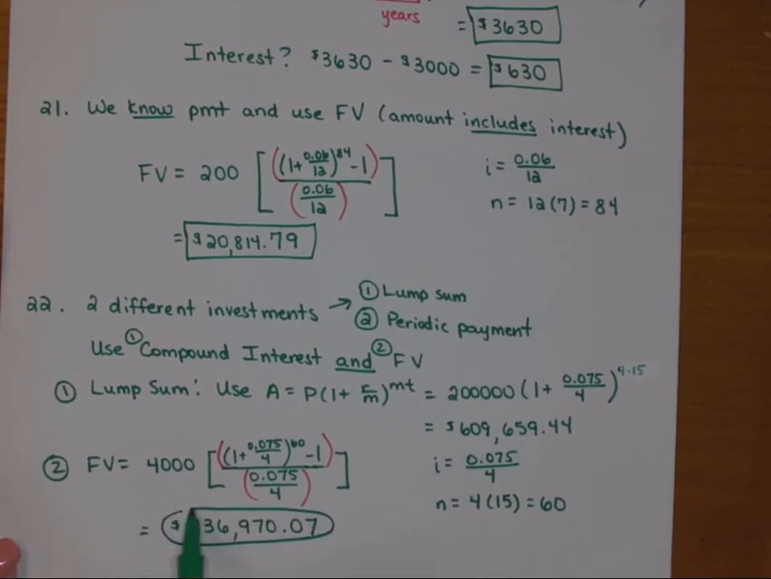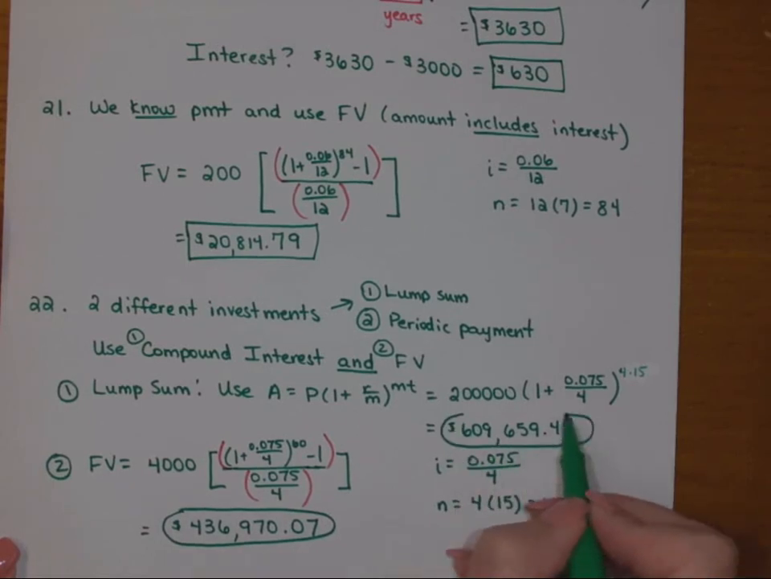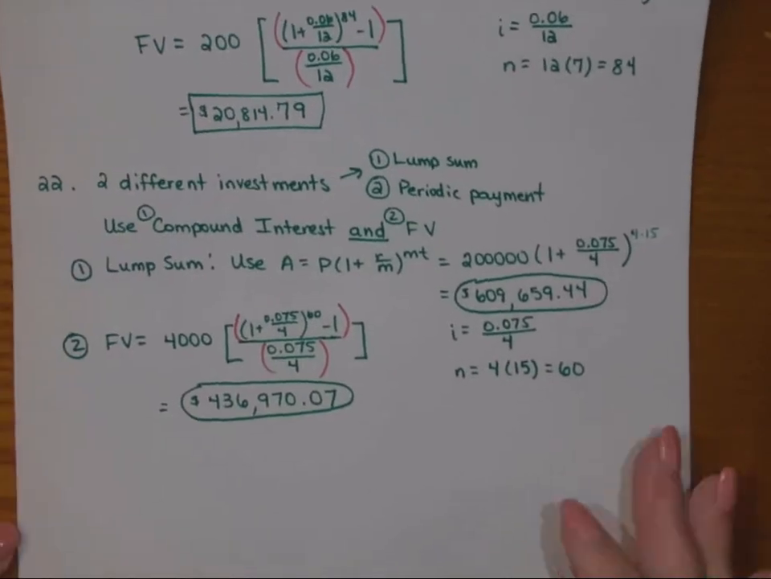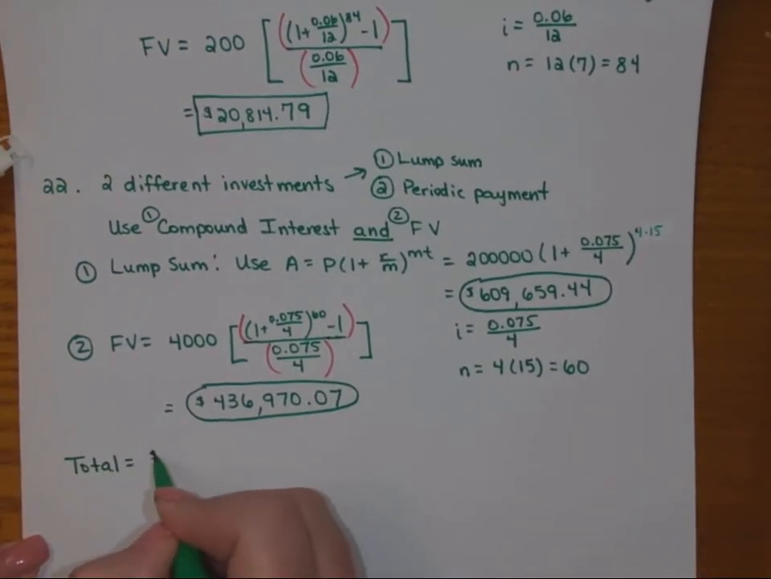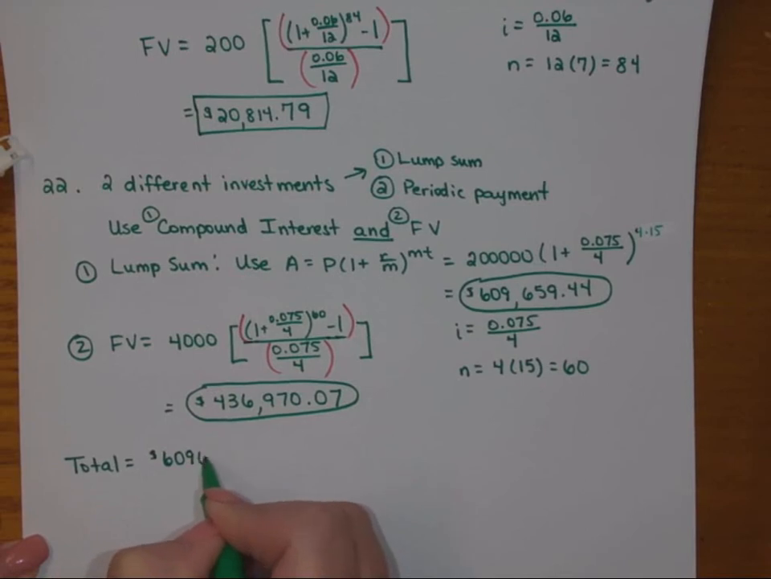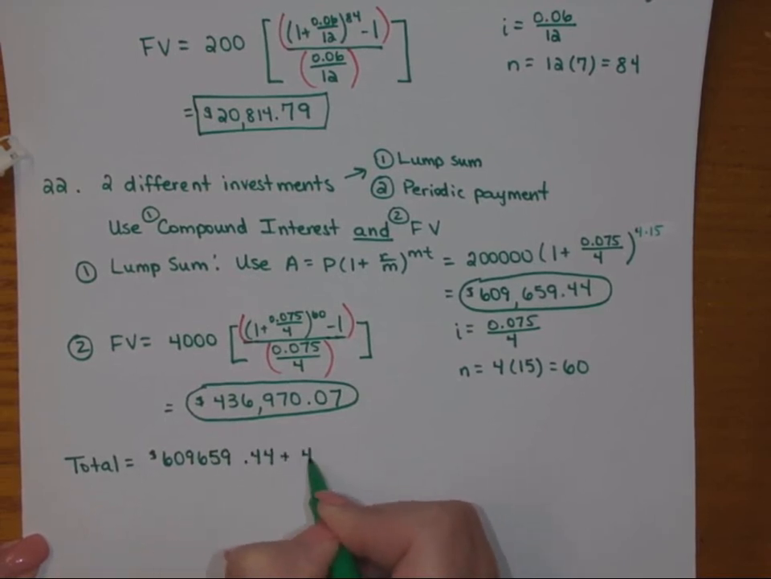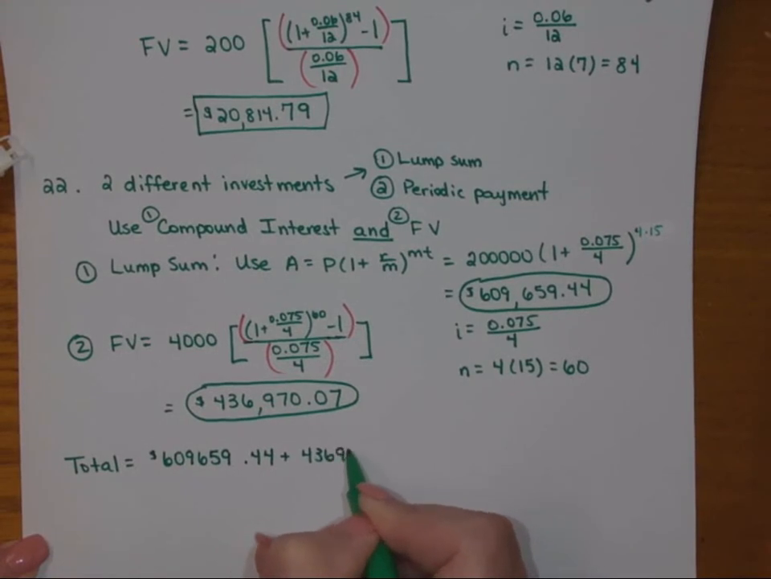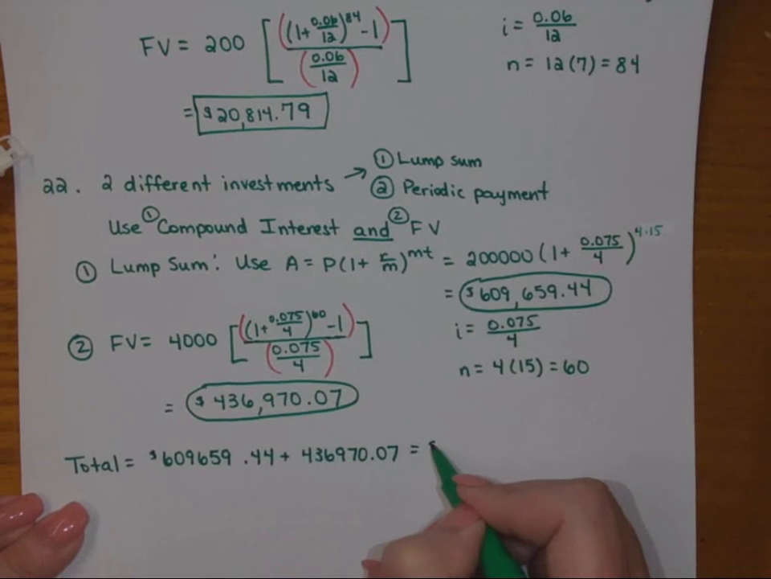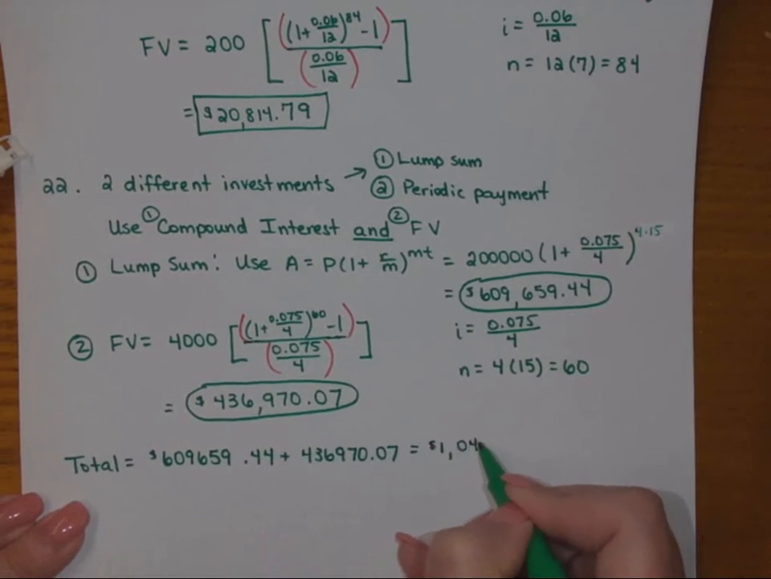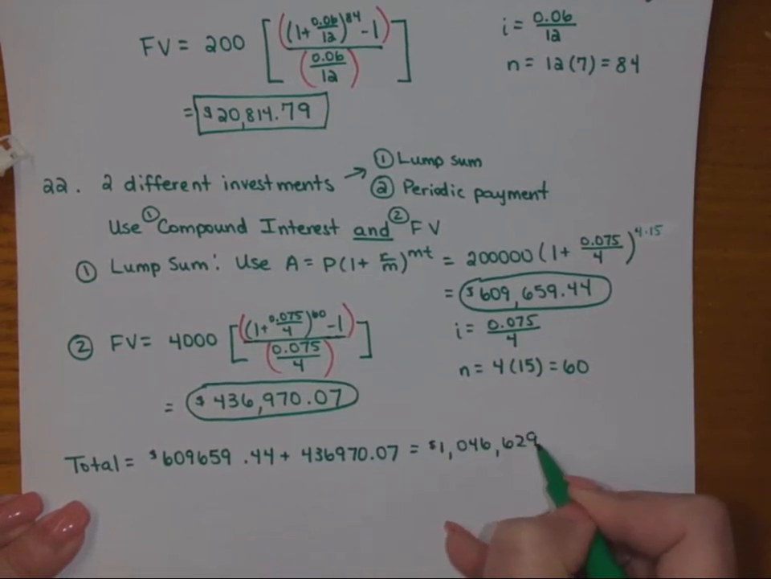Notice this is how much she has in this account, and this is how much she has because of her lump sum investment. So if we want to know how much total she has, we need to add them. It would be $609,659.44, and then plus $436,970.07, for a total of $1,046,629.51. Use your calculator.